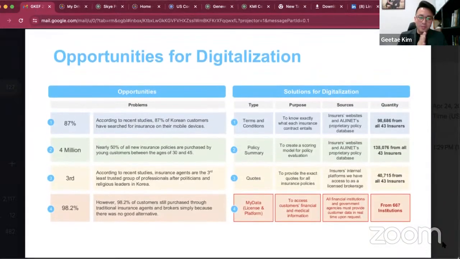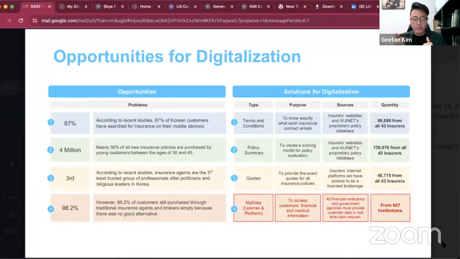Some of the opportunities that I saw at the time were the problems in the insurance market. Like I said, my father was involved in the insurance business for a while, so I was naturally exposed to the problems and the conditions of the market. And at the time, I found a study saying that for 87% of the people in Korea, the first thing that comes to mind when they want to buy insurance is searching on their mobile devices.